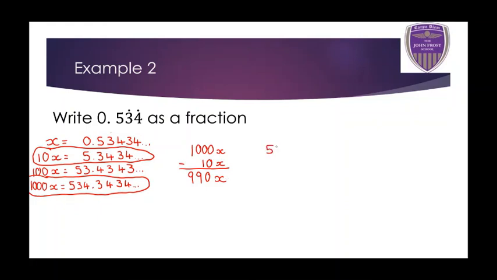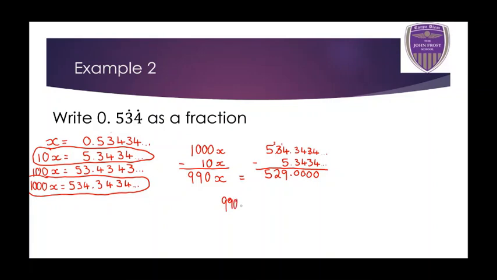1000x we said was 534.34 recurring. Oh, I'll write another 34 in there just so we don't get mixed up with the decimal point. 534.3434, and we're going to take away 5.3434. Okay. So let's go through this. Everything after the decimal point is going to cancel out. So it's going to be 0, 0, 0, 0. 4 take away 5. Well, I can't do that. I need to borrow 1 from the 3. 14 take away 5 is 9. 2 take away nothing is 2. 5 take away nothing is 5. So I now know that 990x is equal to 529.